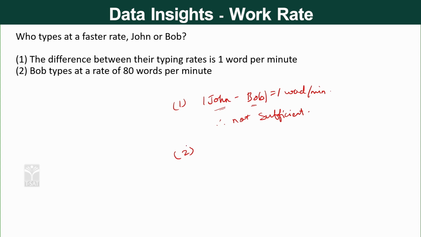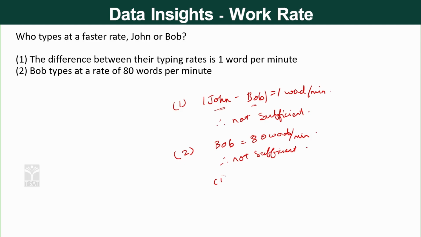Statement 2 is that Bob types at a rate of 80 words per minute. They are giving us the rate of Bob, which is 80 words per minute, but still we do not know John's rate. So, we cannot comment on who is typing faster, John or Bob. Therefore, this information alone is also not sufficient to answer the question.